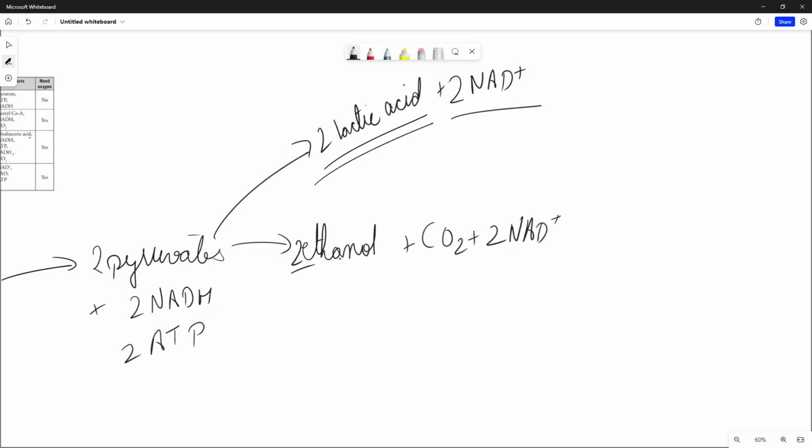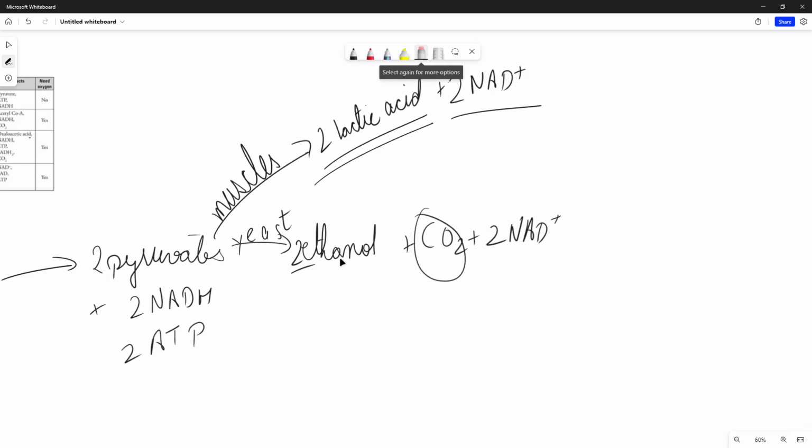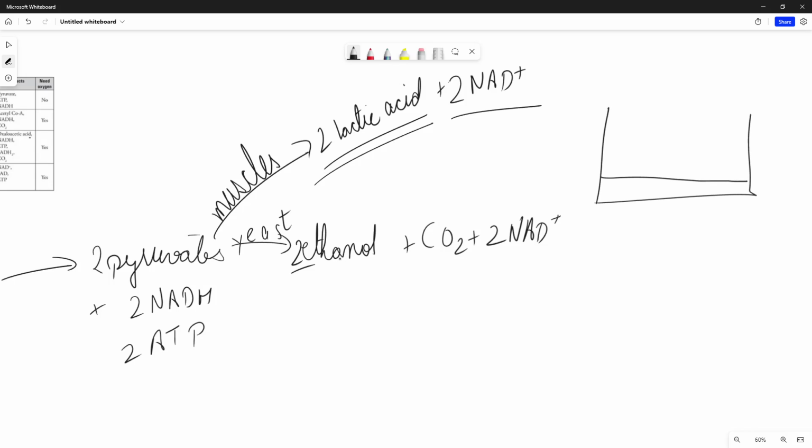And ethanol is used in alcohols, and yeast is also used in bread. So this is in muscles and this is yeast. We use the production of CO2 in the making of bread. So if we're talking about a bread batter here, it rises up till here, and what makes the bread rise is the bubbles of CO2 which are produced inside. And ethanol is used in alcohol, as you all may know.